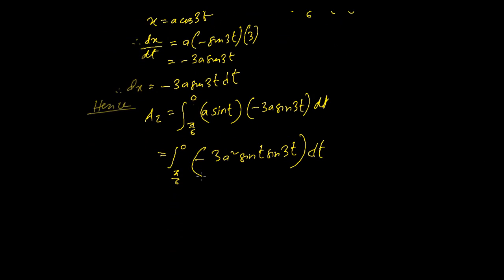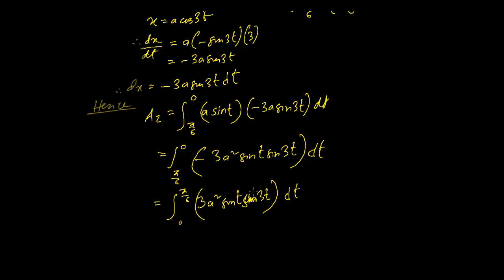Now we have a negative here. The rule is, if you reverse or switch the limits, the negative sign becomes a positive sign. So if you write 0 to pi by 6, this becomes 3a square sin t cos t sin 3t dt. So this is what it becomes.